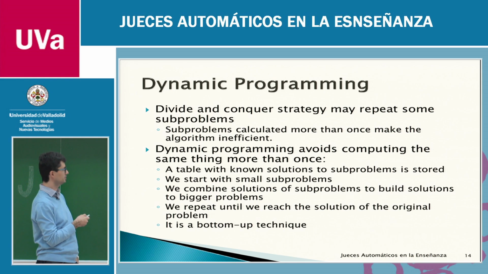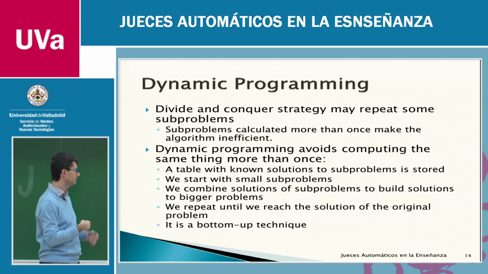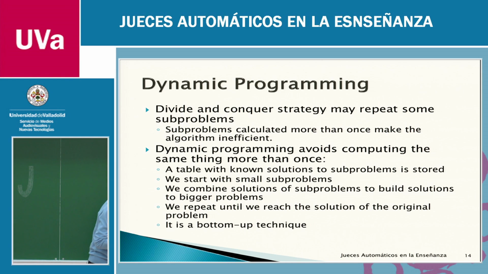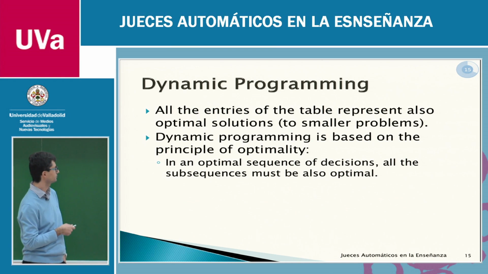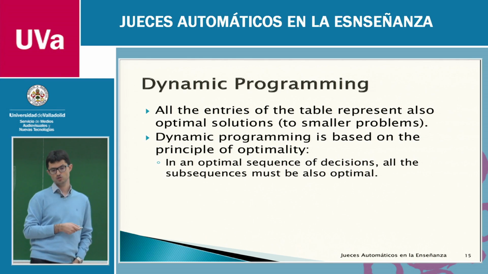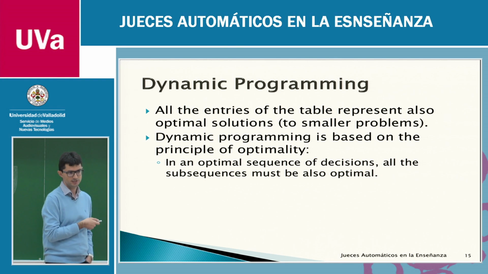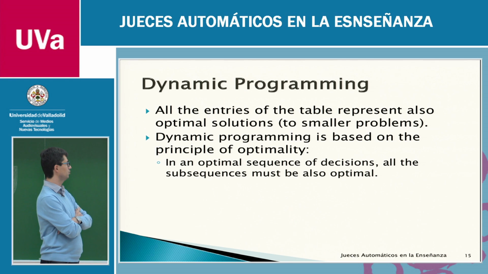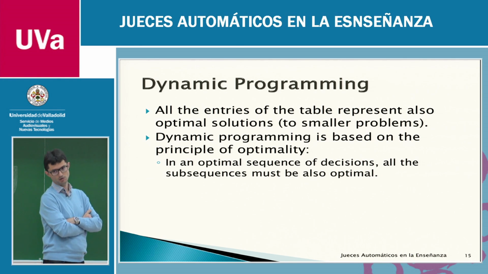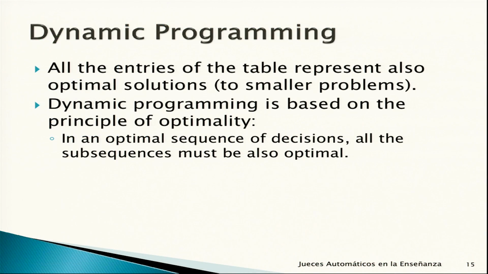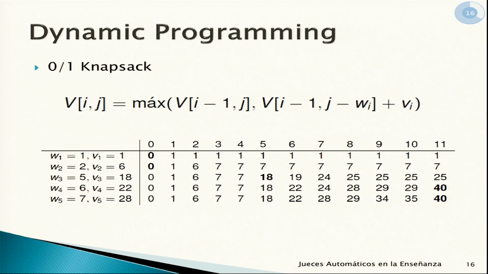So the idea is to use this to find solutions to bigger and bigger problems. At the end, you also find the solution for all the subproblems, and this strategy works because of the optimality principle, which says that in a sequence of decisions, all the decisions must be optimal. If this is the case in your problem, you can use dynamic programming.